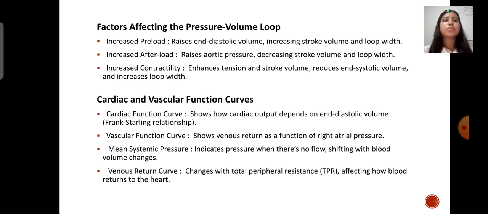The cardiac and vascular function curves show how cardiac output depends on end diastolic volume, which is the Frank-Starling relationship. A vascular function curve shows the venous return as a function of right atrial pressure, and the mean systemic pressure indicates the pressure where there is no flow, shifting with blood volume changes. Now, the venous return curve depicts the changes with total peripheral resistance affecting how blood returns to the heart.